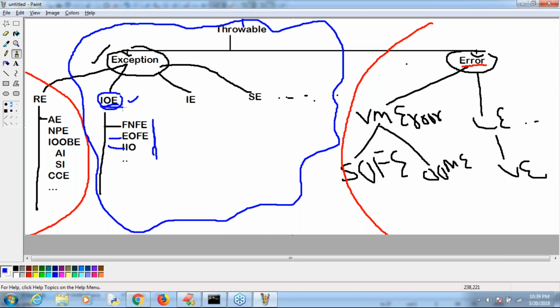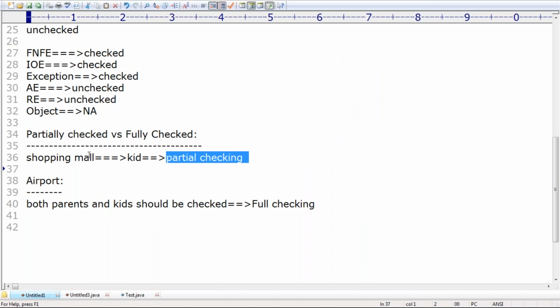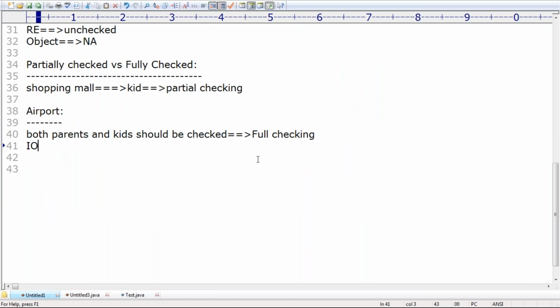Sir, remember, a checked exception is said to be a fully checked exception if and only if all its child classes are also checked. Parent already checked, kids also checked. Such a type of checked exception is said to be a fully checked exception. So for a fully checked exception, what is the example? IOException. Correct or not? It is checked only, but extra, it is a fully checked exception, right?